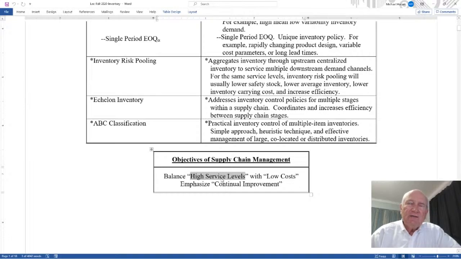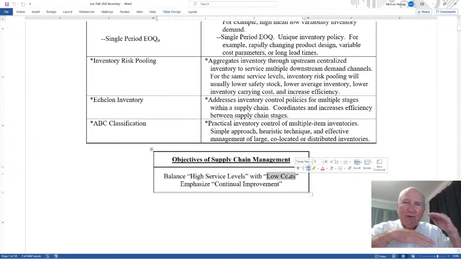So to have high service levels, you'll have a lot of inventory, because the more inventory you have, the better you can service those order fulfillment. But for low cost, we want less inventory, because that inventory costs money. So these are competing objectives. So somewhere you have to find a happy medium.